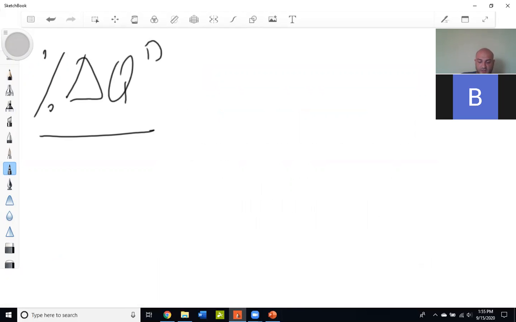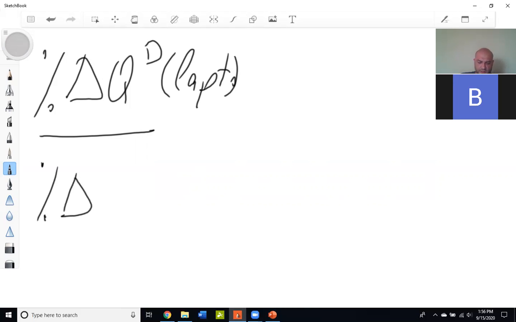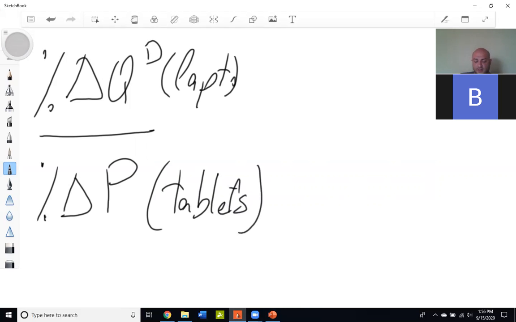But here, let's say, percentage change in quantity of demand for laptops over the percentage change of price of tablets. Now tell me, laptops and tablets, are they substitutes or complements? Usually, are they substitutes or complements?